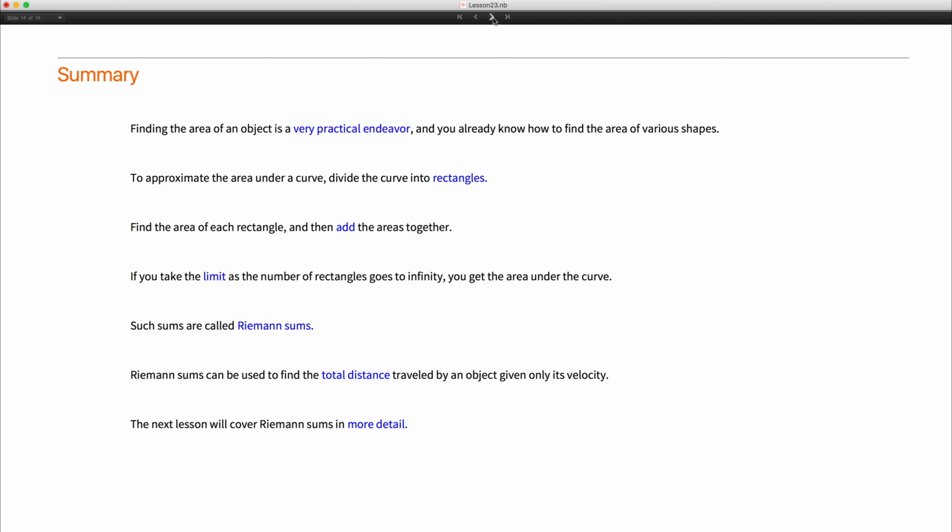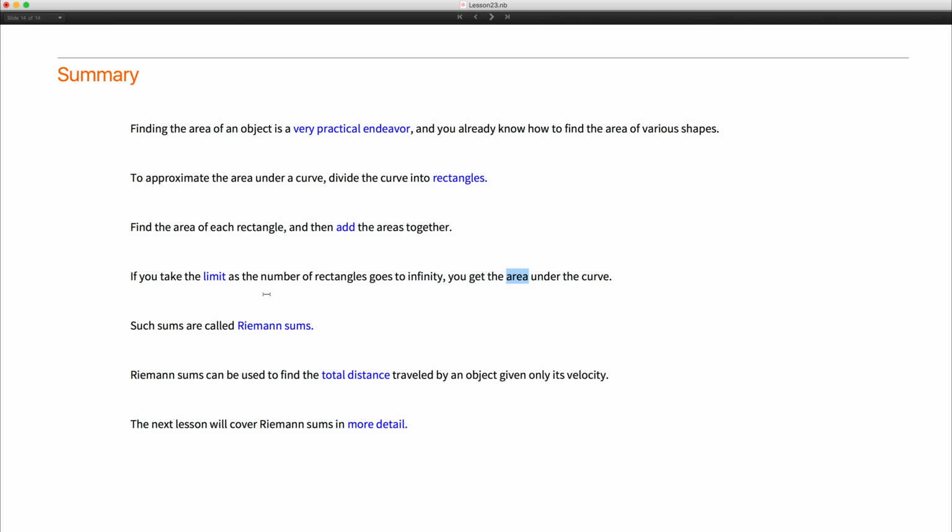So that brings me to the end of this lesson. Basically, finding areas is a very practical matter. You've done it forever, so to speak, from, let's say, middle school all the way up. But to work out the area under a general curve, you must divide into rectangles and then add those areas up. And finally, we are doing calculus, so you must take a limit as the number of rectangles approaches infinity, and then you get the real area under the curve.